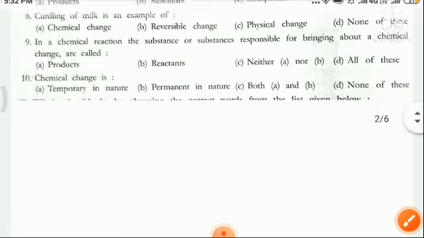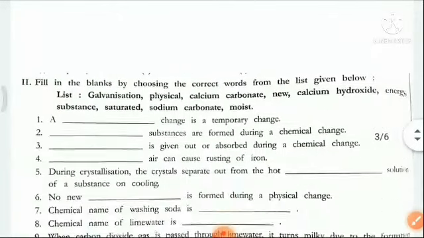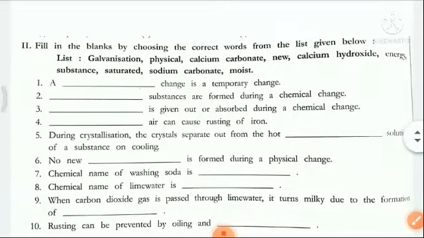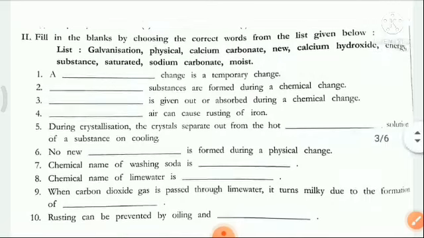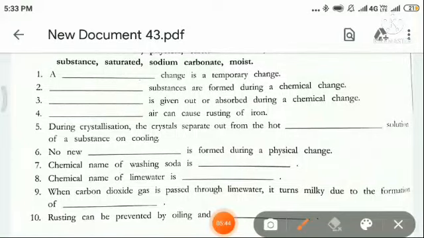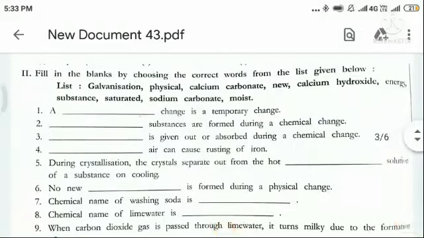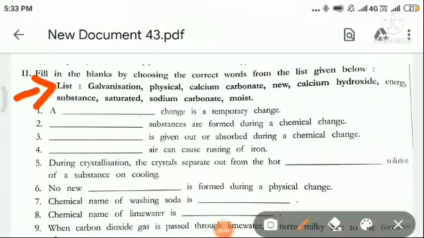Now we will look at question number 2, fill in the blanks. Let us look at question number 1: a dash change is a temporary change. Look at the list of words given here, and from these words you have to fill in the blanks. What is a temporary change? A physical change is a temporary change. So for the first question your answer will be physical.